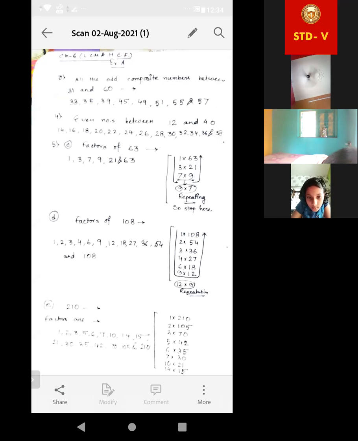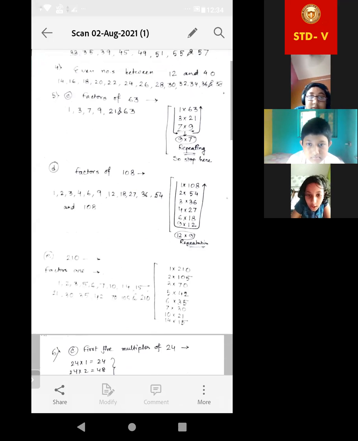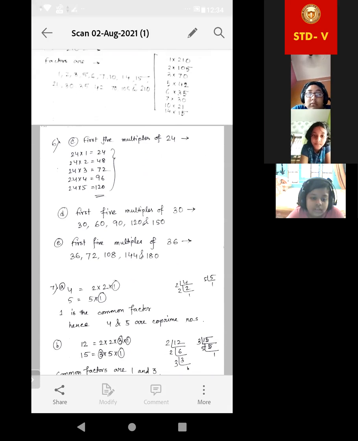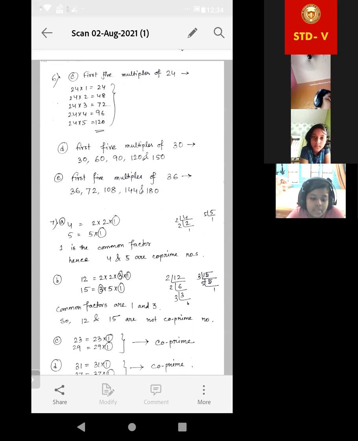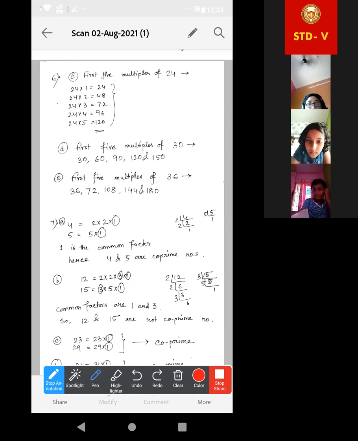Is the screen visible to you properly? Hazy, yes. Acha, this page was already done yesterday up to 5, okay? But from question number 6, this page cannot be seen clearly. Ma'am, you can tell the page number. Page number 56. Don't worry, I'll explain each and every sum, okay?